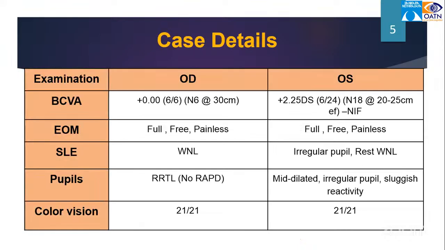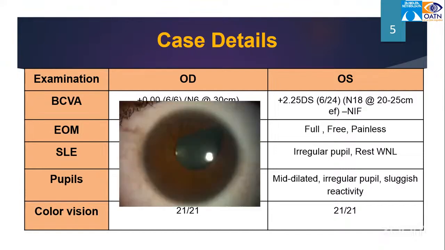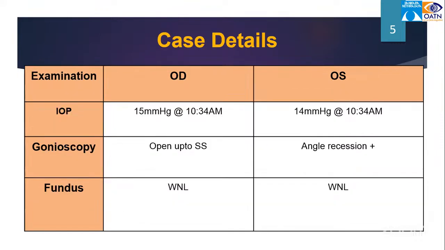On examination, his objective refraction showed minimum 0.5 cylinder in both eyes, but he accepted plano in the right eye, with which he read 6/6, and with plus 2.25, he read 6/24. Pupillary examination revealed normal findings in OD, but in the left eye, he had a mid-dilated and irregularly shaped pupil, as you can see in this image. And this pupil was sluggishly reacting to light, but there was no RAPD, and the color vision testing was also normal. Other findings are mentioned here.